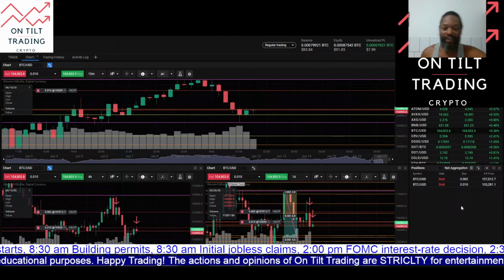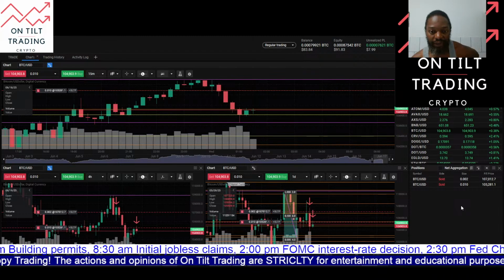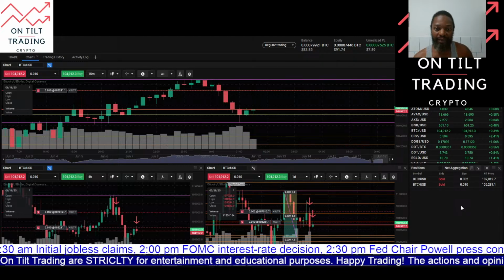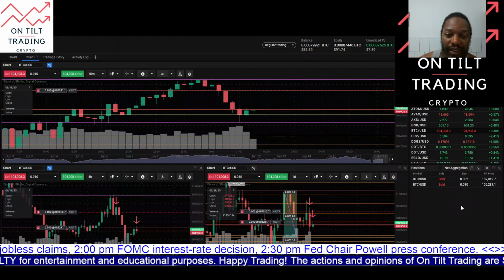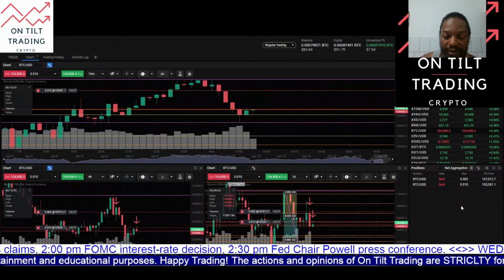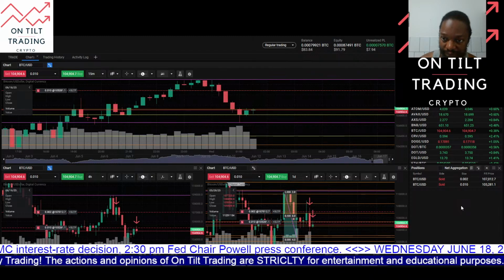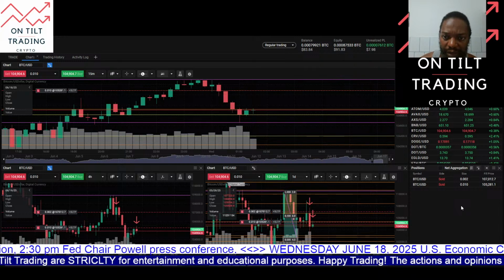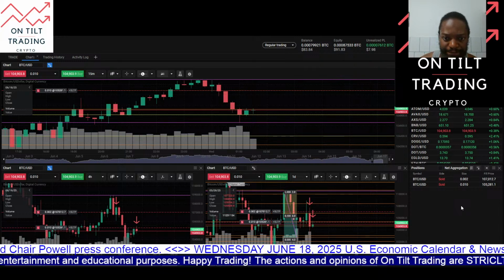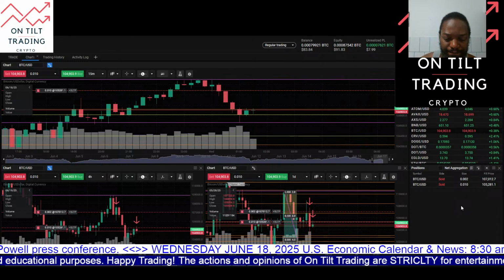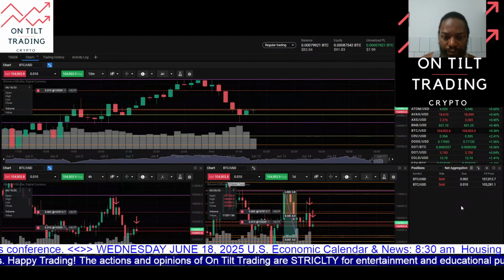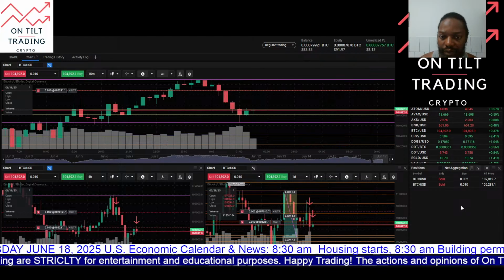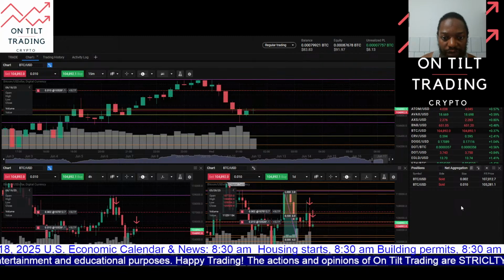So just having a general area where you want to do things, and then allowing that to take place, I feel like is adequate from a psychological and from an actual account balance perspective. So Bitcoin consolidating at this 104,900 level.